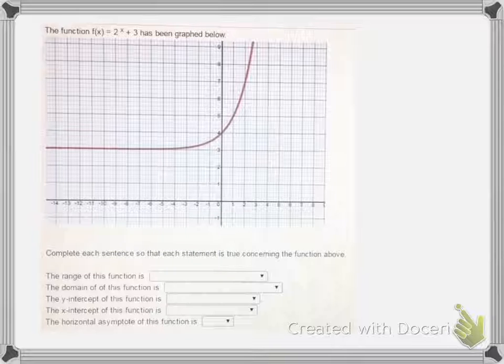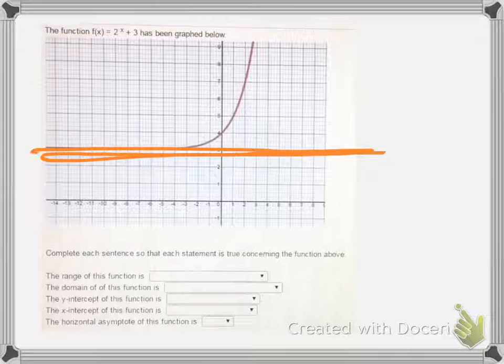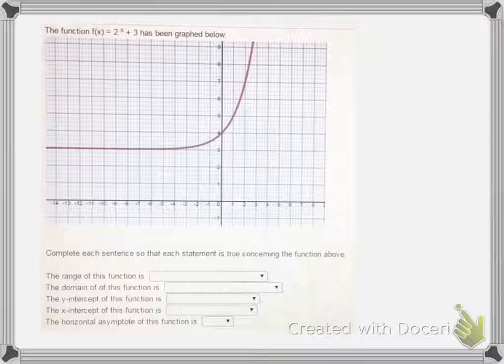Alright, so here we have an exponential function that's been graphed. I gave you the graph, and I just asked you to give me some of the characteristics. We'll start off with what you should notice right off the bat: this horizontal line that the graph does not go below. It's at 3. That's called your horizontal asymptote. The reason I started there is because that's going to help you figure out your range. That means that your y values do not go below that asymptote, so your range is 3 to infinity.